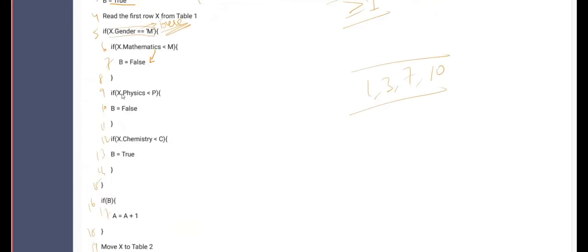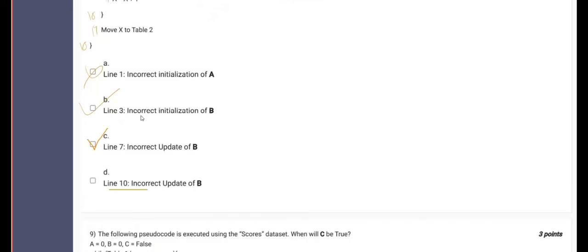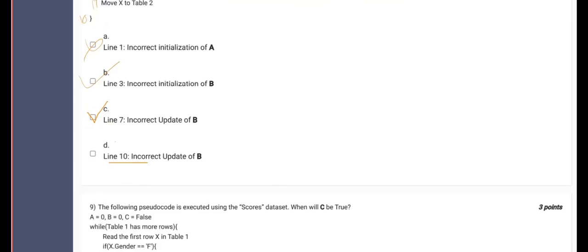Now let's move to line 10. What is line 10? Incorrect updation of B. Yes, it is incorrect update of B, right? Why is it an incorrect update? Because it should be true, but here it is false. All these three mistakes originate only from the third line. So this question has three answers: B, C and D.